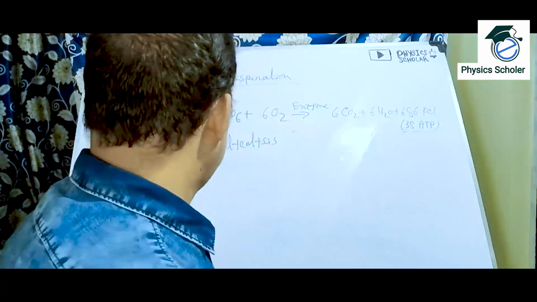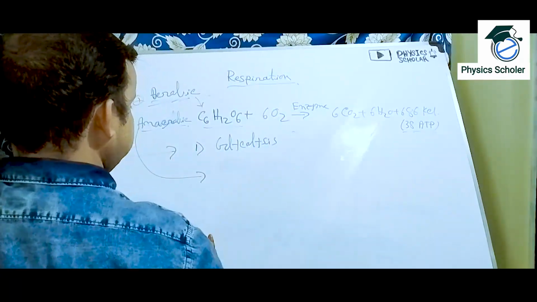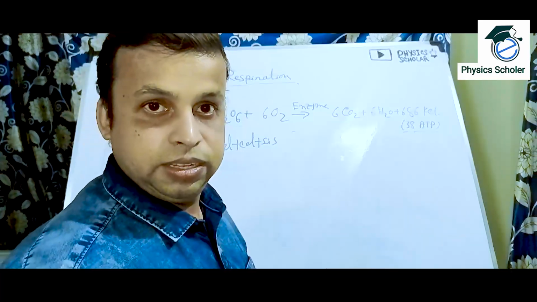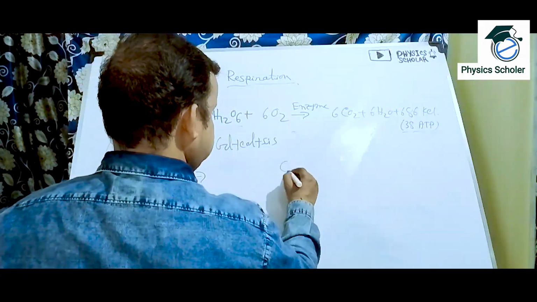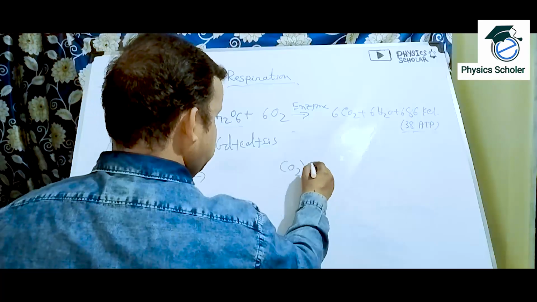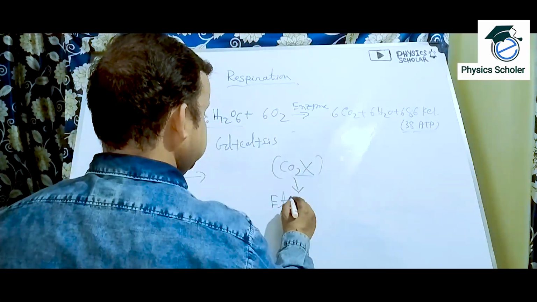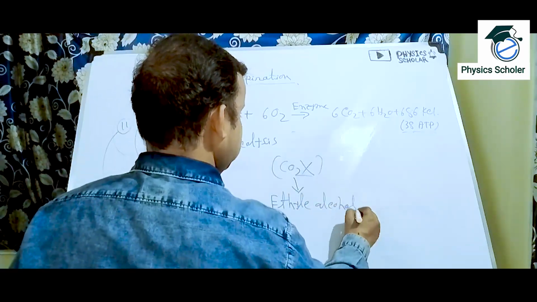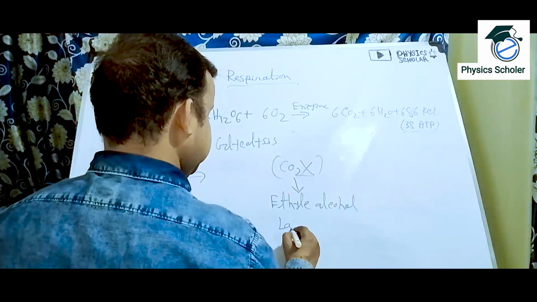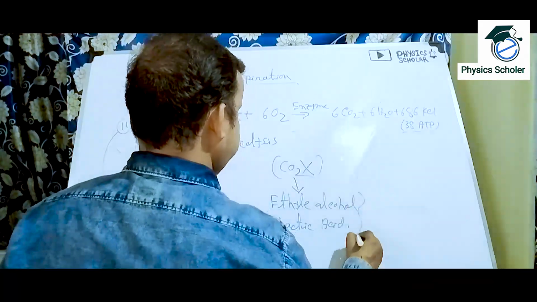Now for anaerobic respiration we don't have oxygen, so carbon dioxide will not be produced. Instead, either ethyl alcohol or lactic acid will be produced.